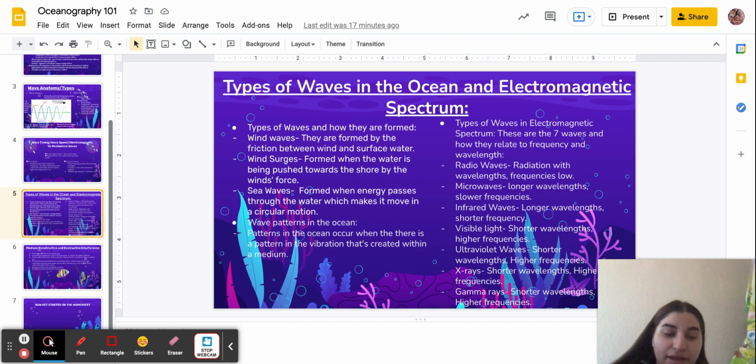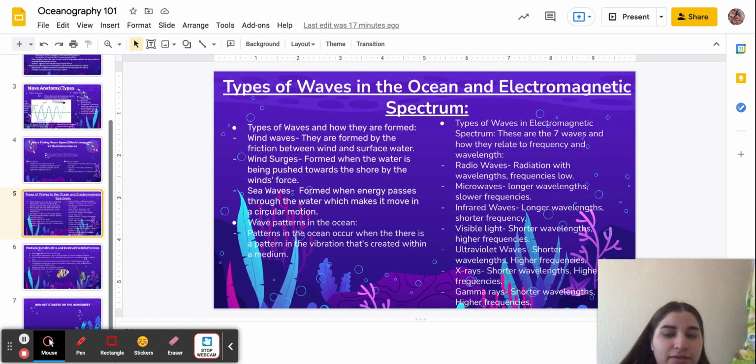So like by the wind, the shore is over here. So if the wind blows this way, the water is going to be pushed towards the shore. So that makes wind surges. And sea waves are formed when energy passes through the water, which makes it move in a circular motion.